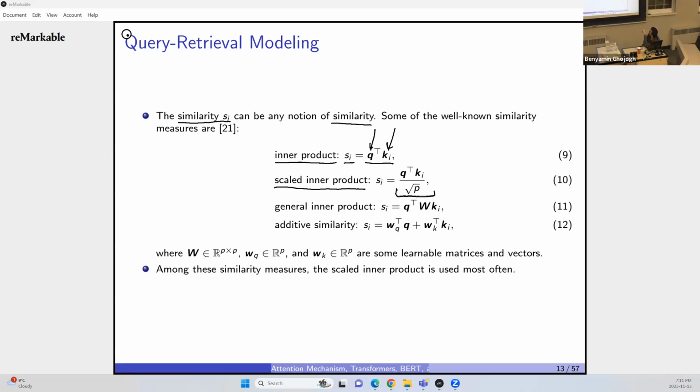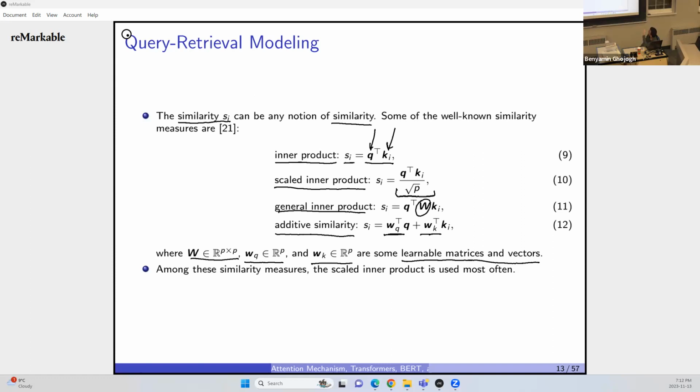Otherwise, we can't do an inner product, right? These are vectors. Also the general inner product, where we say Q transpose W K_i, with a matrix W in the middle, some matrix hyperparameter. And W is P by P. By the way, W_Q and W_K, which are used in the fourth one, additive similarity, are learnable parameters, learnable matrices and vectors, and they are learned by backpropagation.